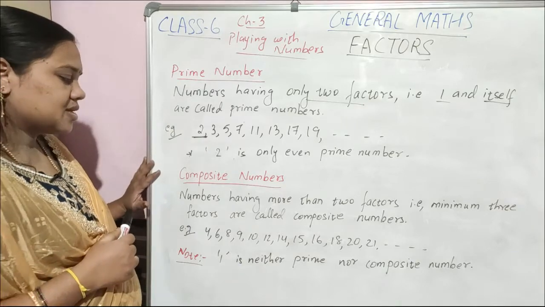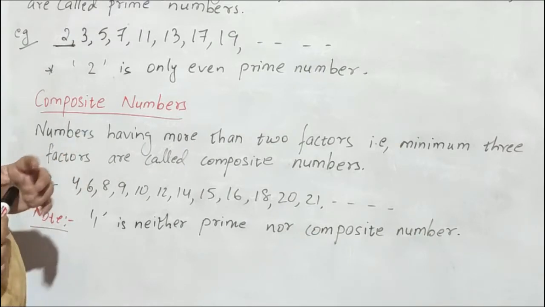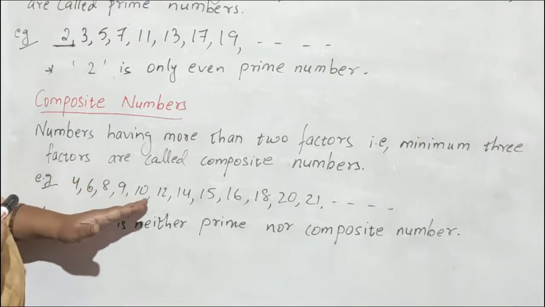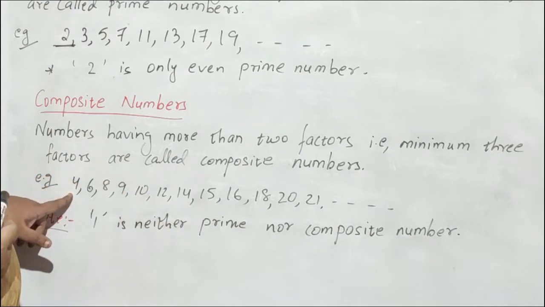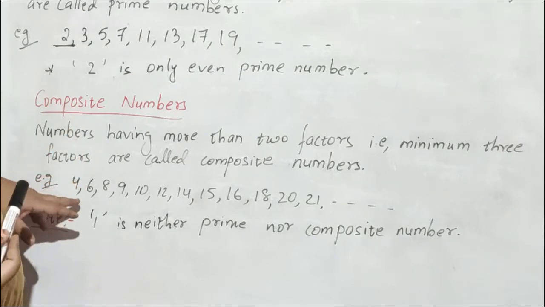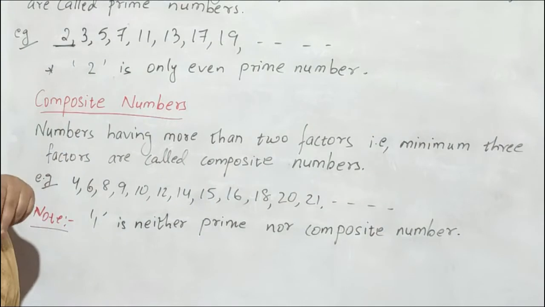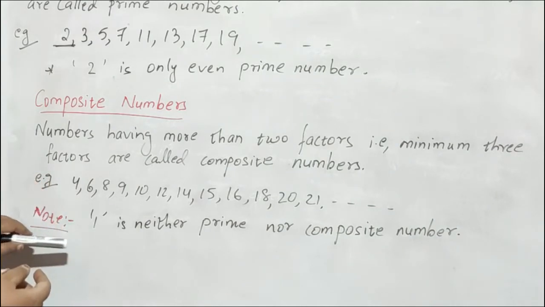Next is composite numbers: numbers having more than 2 factors, or a minimum of 3 factors. 3 factors, 4 factors, 5 factors, that is called a composite number. Examples: 4, 6, 8, 9, 10, 12, 14, 15, etc. The smallest composite number is 4. How many factors are there for 4? 1, 2 and 4. 3 factors are there, is it not? The largest composite number also cannot be determined because there are infinite composite numbers.